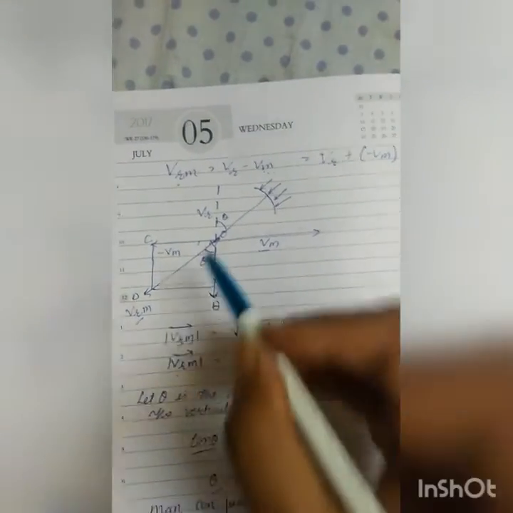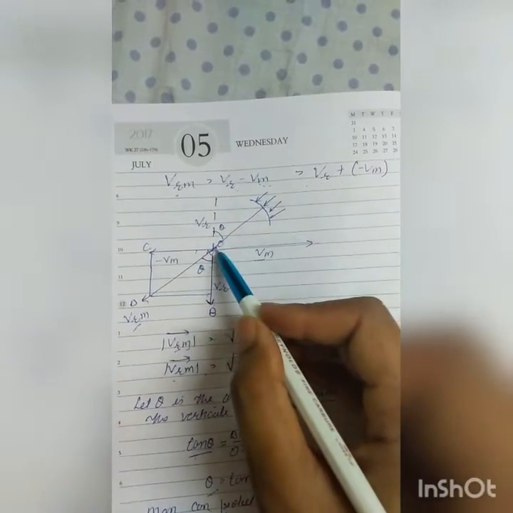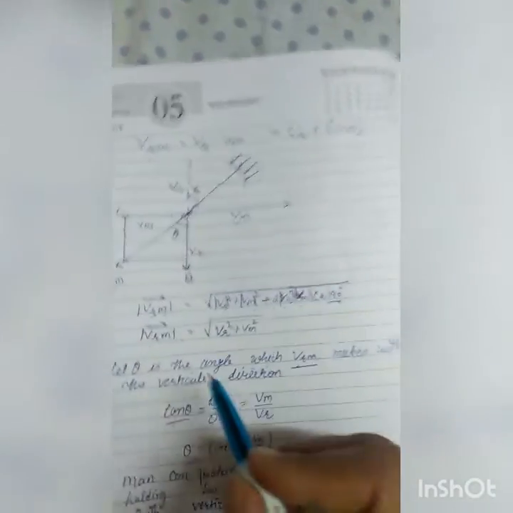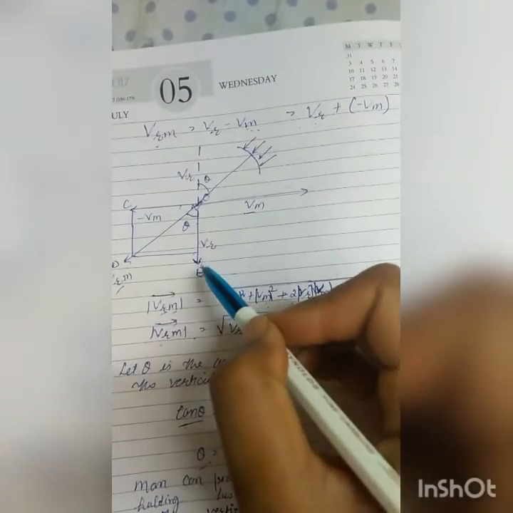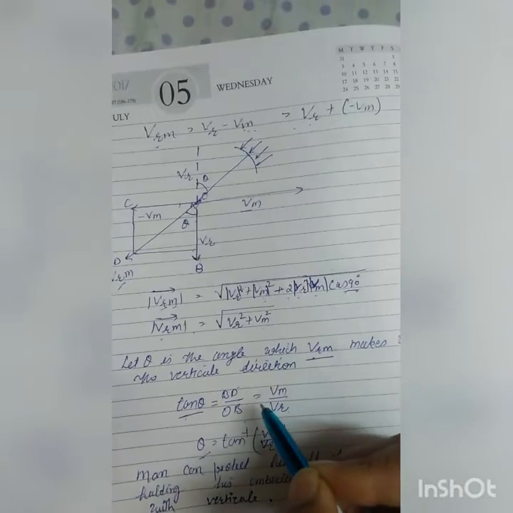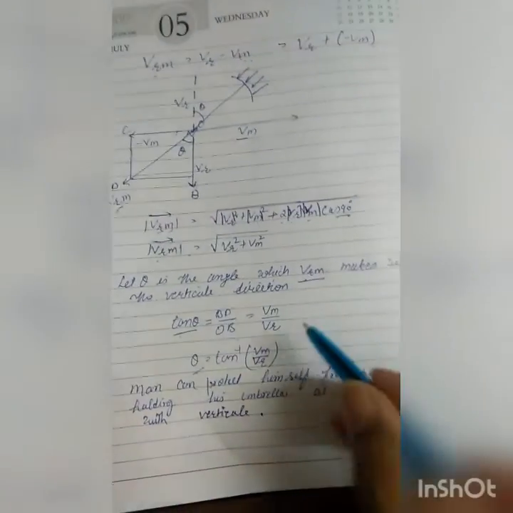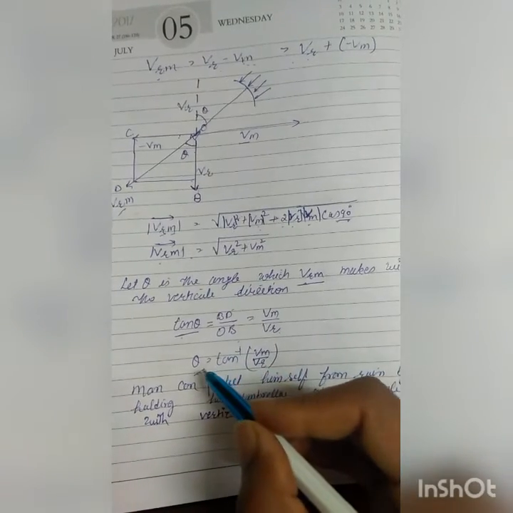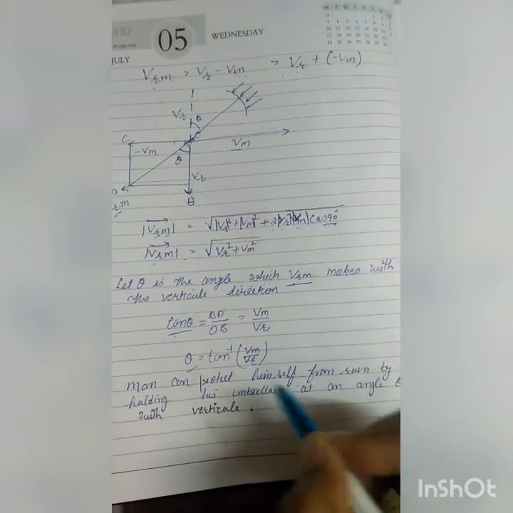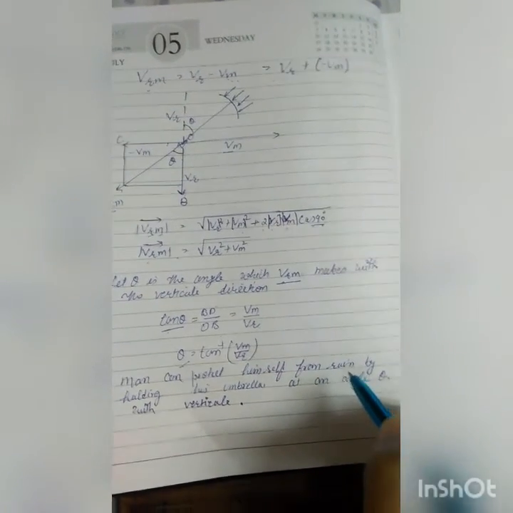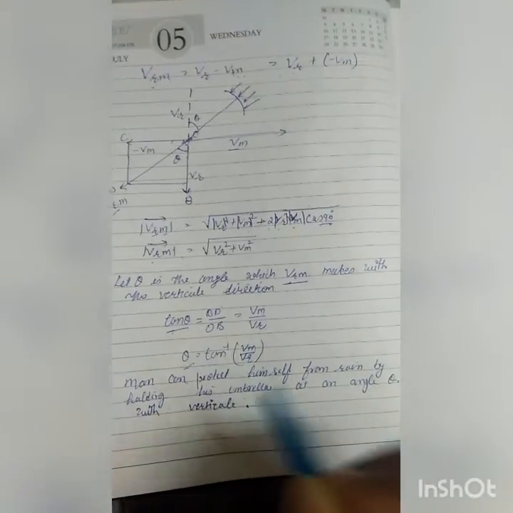Let theta be the angle between the resultant velocity and the velocity of the rain. So tan theta is equal to BD upon OB in the triangle OBD, which is equal to Vm upon Vr. By knowing the value of the velocity of man and the velocity of rain, we can find the value of the angle theta. So the man can protect himself from the rain by holding his umbrella at an angle theta with the vertical.